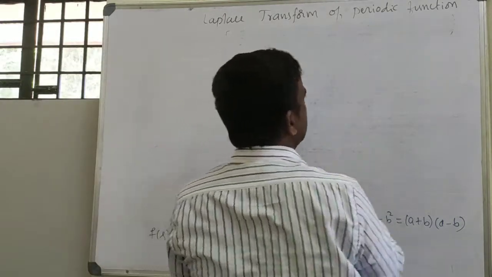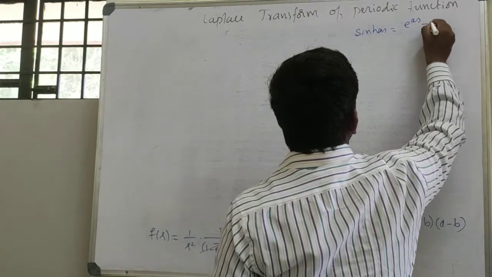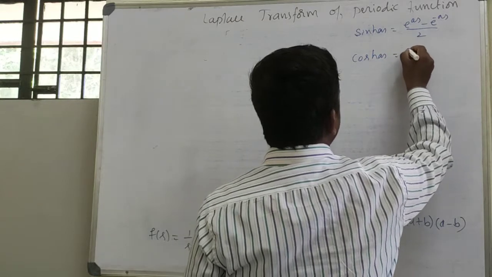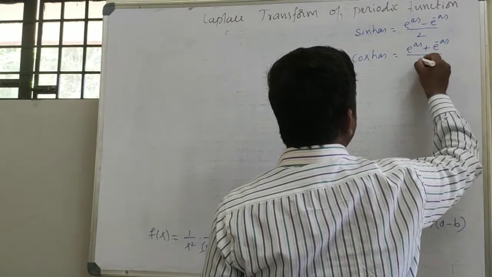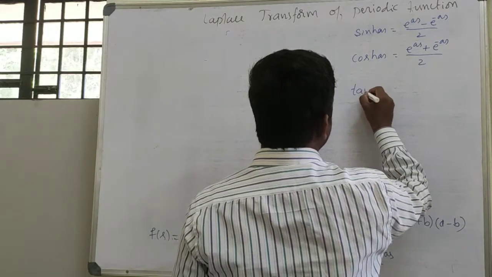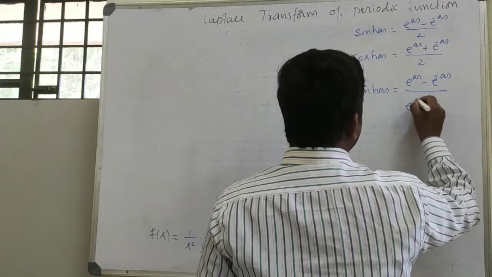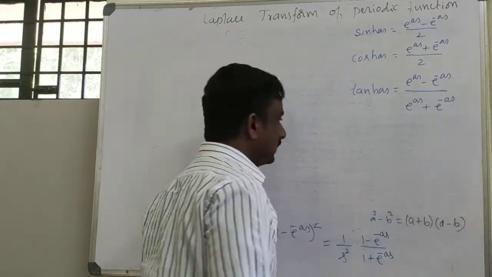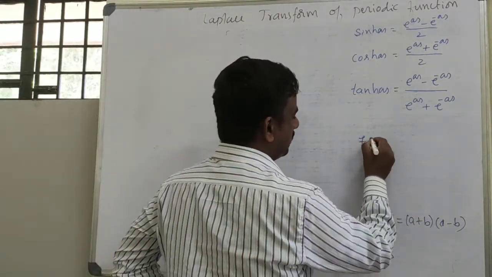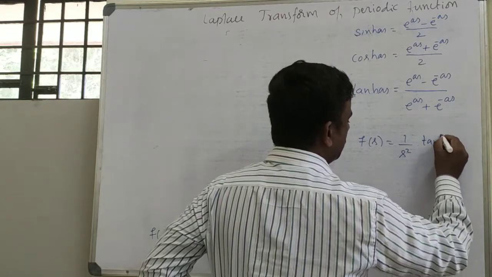See, we have sin hAS equal to e power as minus e power minus as by 2. Tan hAS, before that, cos hAS equal to e power as plus e power minus as by 2. So what is tan hAS in terms of exponentials? That is nothing but sin hAS by cos hAS. So tan hAS will be e power as minus e power minus as divided by e power as plus e power minus as. And here you will be asked to prove in general that the Laplace transform of f of t is 1 by a square into tan h of as by 2.